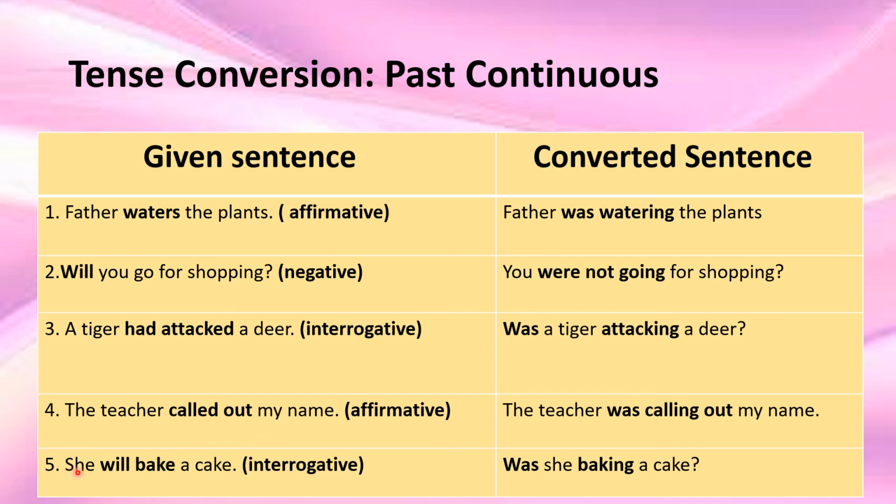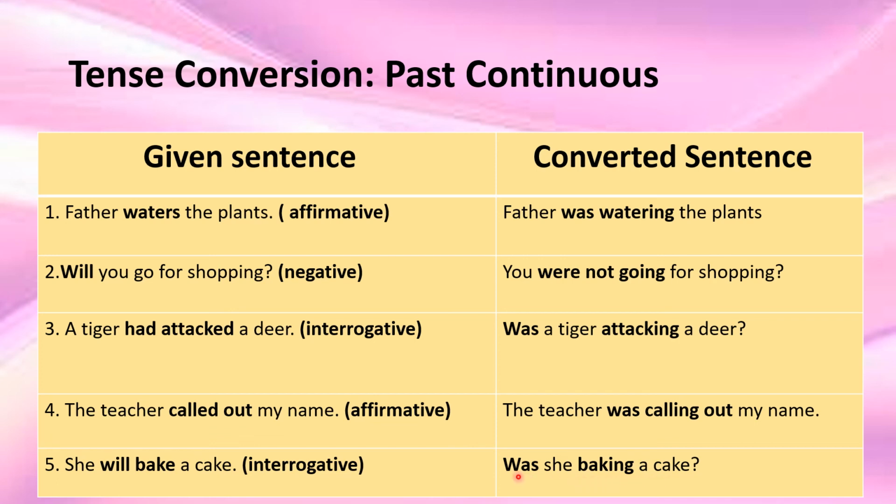See the fifth sentence. She will bake a cake. Will bake helps you understand that this sentence is written in future indefinite tense, and we have to convert it into the interrogative form of past continuous tense. Here is your solution. Was she baking a cake?